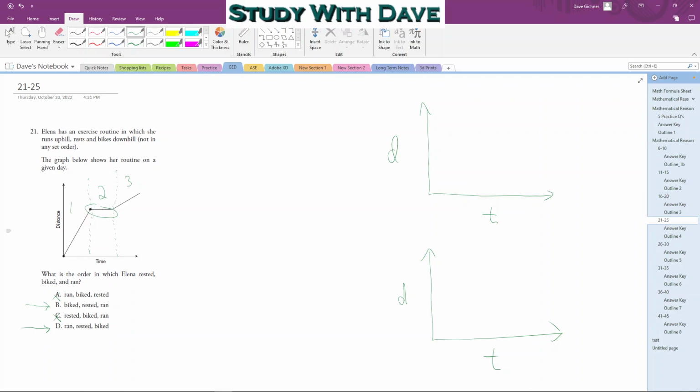The other thing to note is the slope of the line. Activity 1 has a higher slope than activity 3. Therefore, we know that she's traveling faster. You don't need the velocity equation for this, but just to break it down, velocity, or you could call it speed, is distance over time.